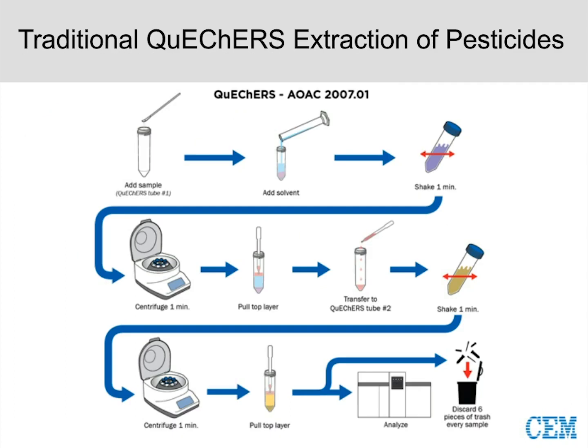So what's depicted here is just the standard AOAC method for QuEChERS, and it's a pretty straightforward process. You're going to combine your salts and your sample and your solvent into one tube. You're going to shake that tube, then centrifuge. Then you're going to take off a little bit of that top layer, transfer it to a dispersive SPE tube, shake it, centrifuge it, and then take your sample off there and go to analysis.